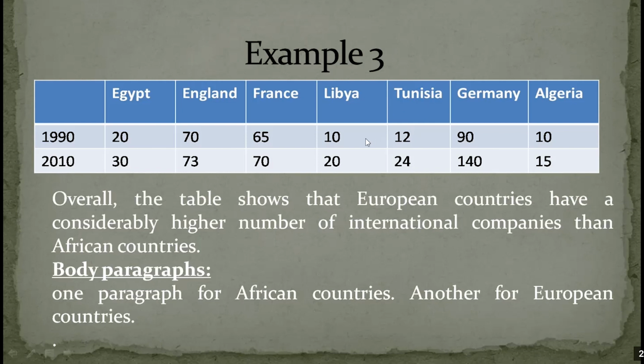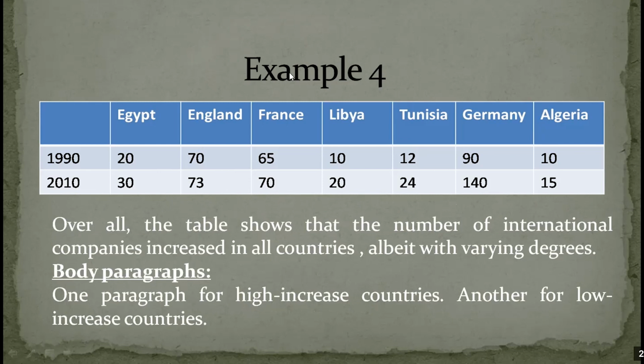Okay, how about the situation? You remember that discussion that I had with you about the total number of companies or about the increase? If you look at this approach, we said that the table shows that the European countries have a considerably higher number of international companies than African countries. So you're going to have one paragraph for African countries, another for European countries. That's it. How about this approach? The table shows that the number of international companies increased in all countries, albeit with varying degrees. So one paragraph for high increase countries, another for low increase countries. That's it.